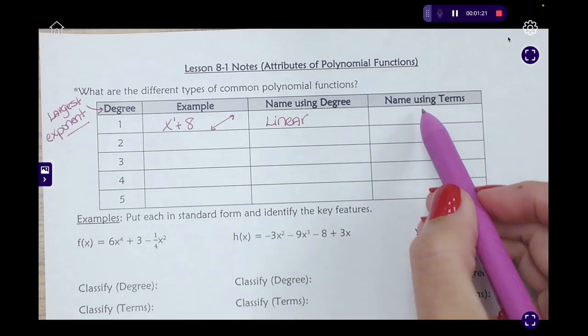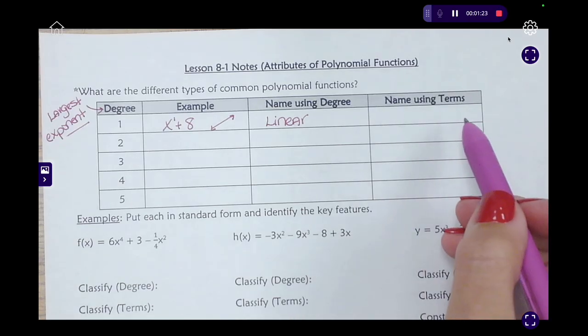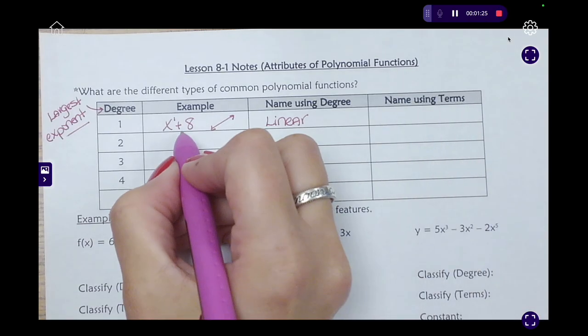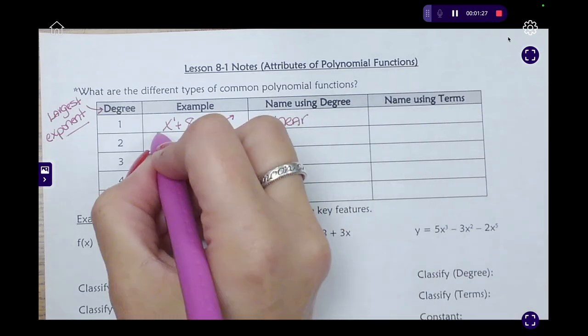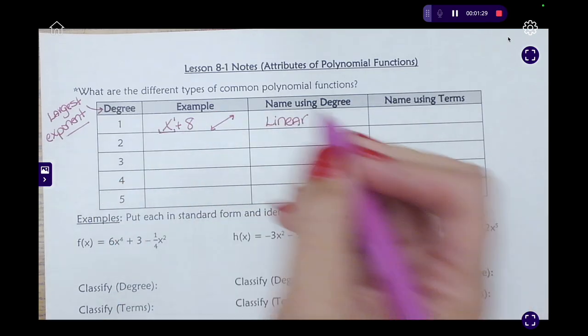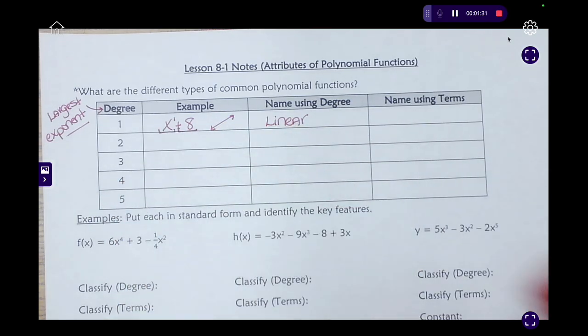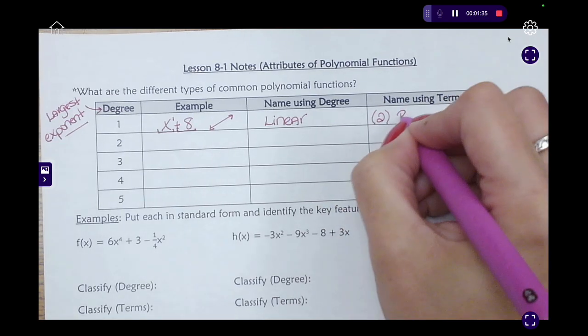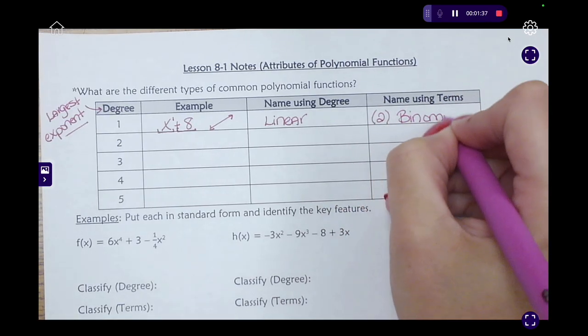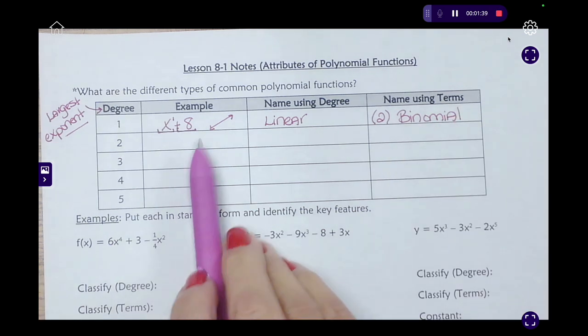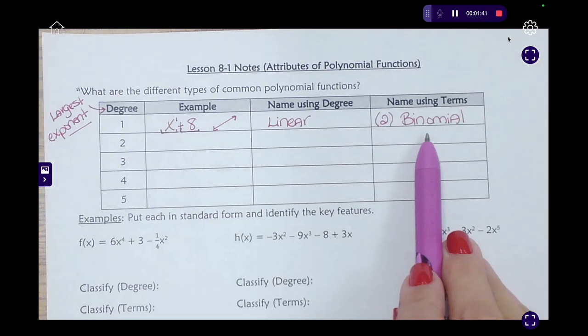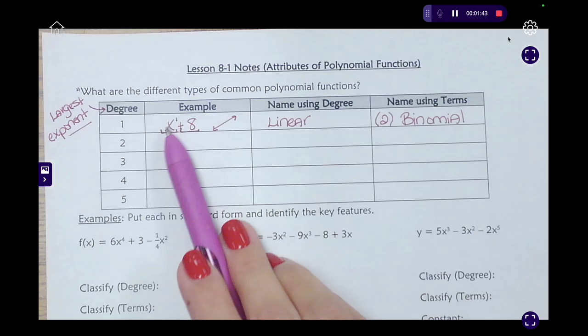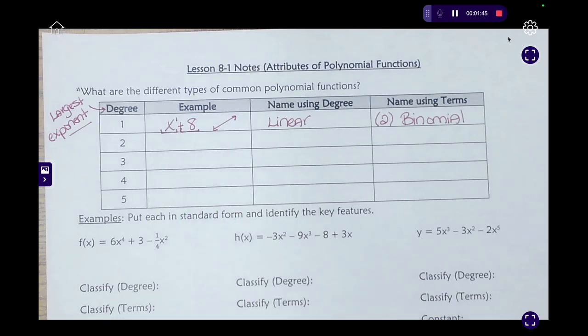Now if I'm naming it using my terms, remember terms are separated by addition and subtraction signs. So when I'm looking at this, here is my first term, and here is my second term. So this one would have 2 terms, and I'm going to name that a binomial. So any polynomial that has only 2 terms, we can name it as a binomial. And then if it has a degree of 1, that would be a linear polynomial.